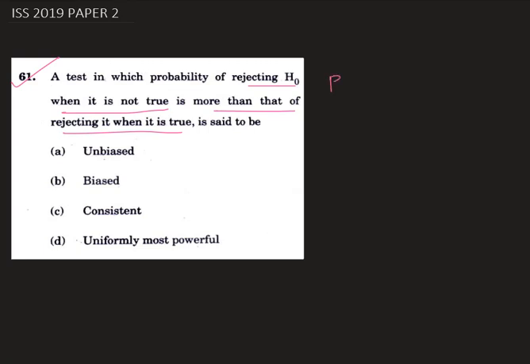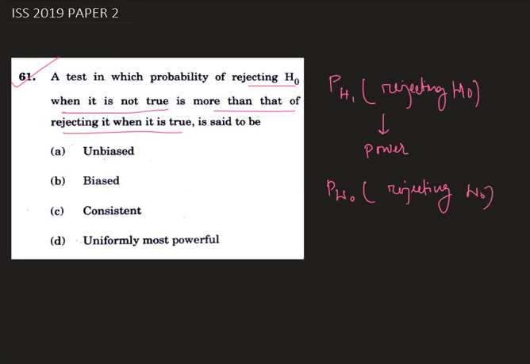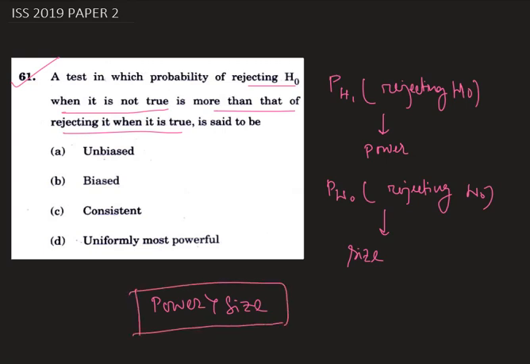Now we know that the probability under H1 of rejecting H0, which implies that when we reject H0 when it is not true, is nothing but the power of the test, and the probability under H0 of rejecting H0, that is, when we reject H0 when it is true, is nothing but the size of the test. And in this question we are given that power is greater than size. Therefore, the test must be an unbiased test. So A is the correct answer.